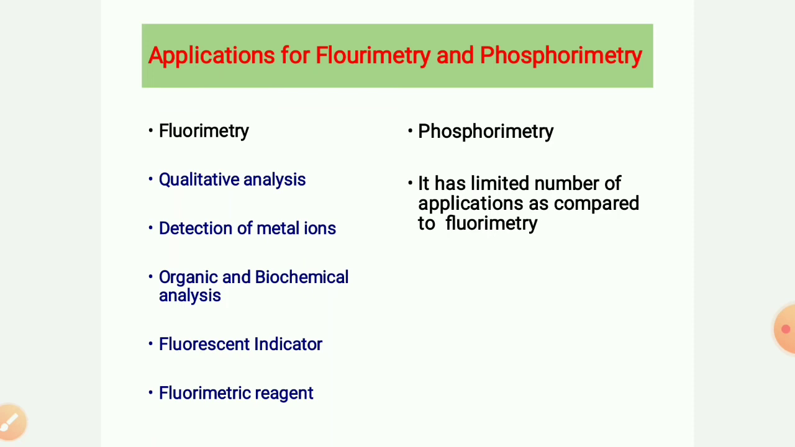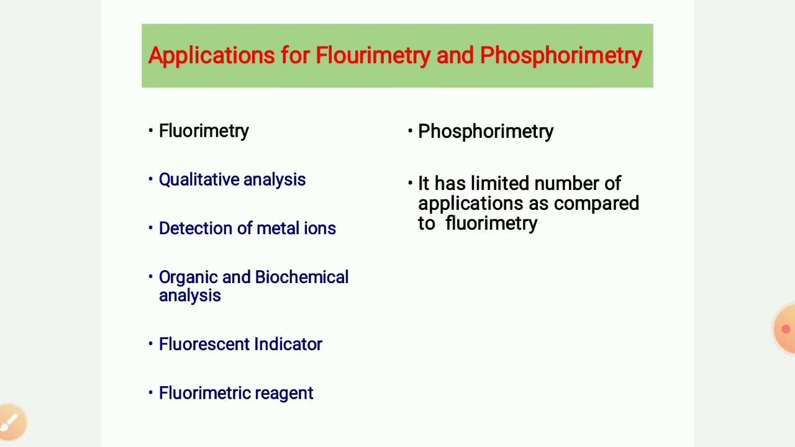The next application is in organic and biochemical analysis. Vitamin B1 is non-fluorescent, but its oxidation product shows fluorescence. This property is used to estimate vitamin B1 in food samples. Many organic compounds such as steroids and enzymes have been analyzed using this fluorescence method.